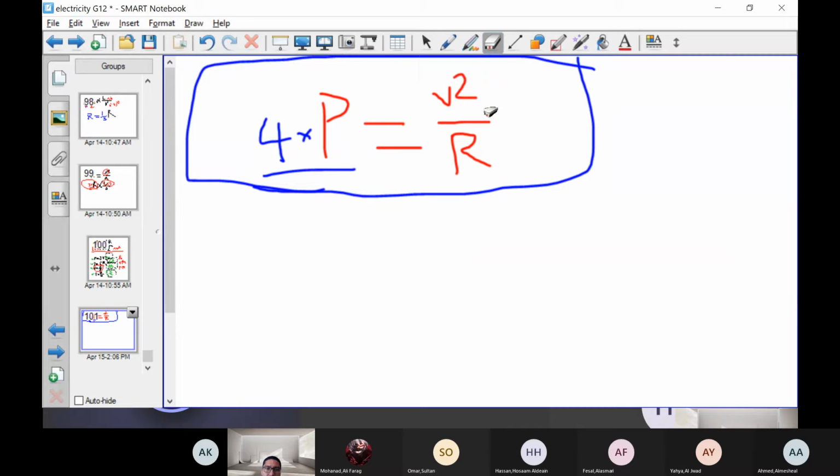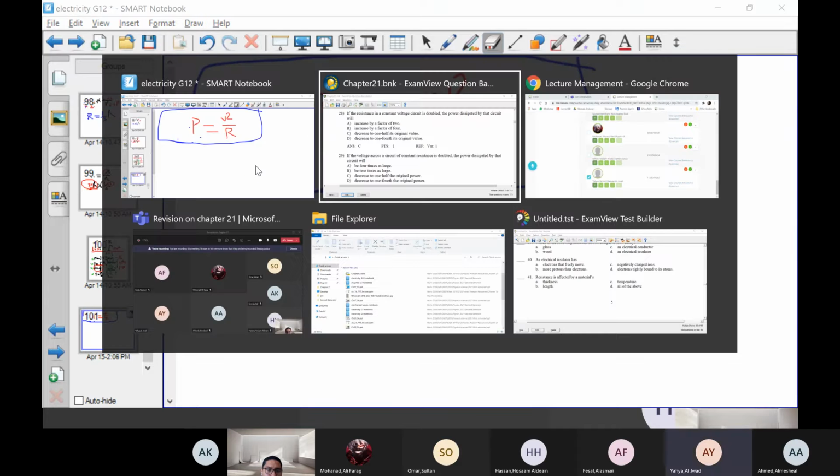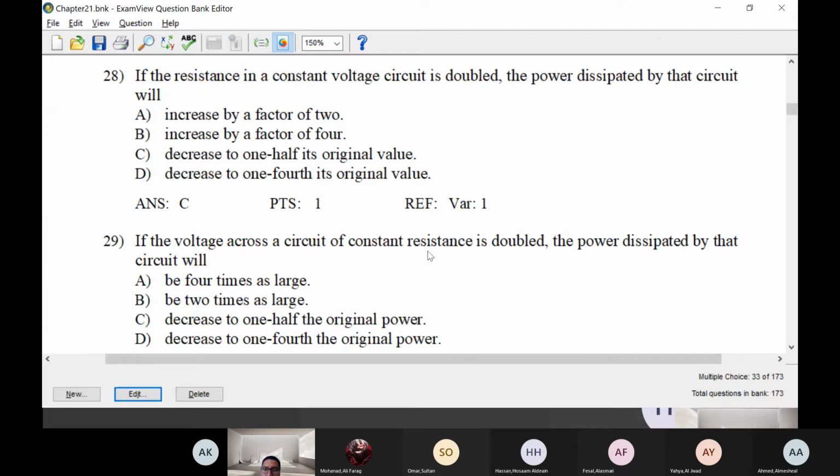Voltage, resistance, and power. And let's see what are the changes that have been done on that. If the voltage across the circuit, resistance is constant, doubled. No, the voltage is doubled. The power dissipated. This is the same question as the previous one. If the resistance in a constant voltage circuit is doubled. Oh, I flipped it. I flipped the answer. It's the same as the last one, but it's the opposite. Here he means that the resistance is doubled. So I will answer this one.